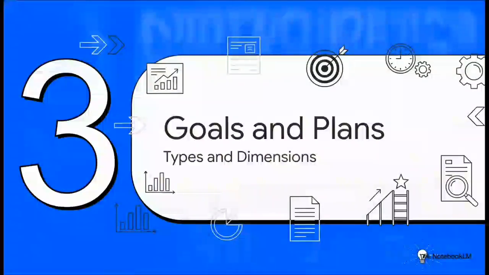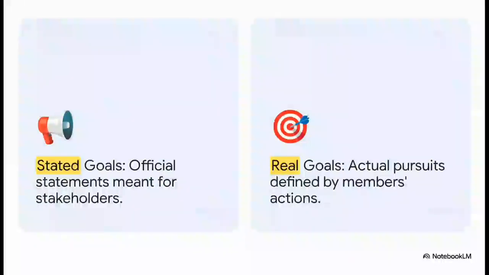All right, moving on to Section 3, Types of Goals and Plans. This is a big classification area for the exam, so let's pay close attention to how organizations define what they're after. First up, we have stated goals versus real goals. Stated goals are the official statements meant for stakeholders, the good PR. Real goals, on the other hand, are the actual pursuits defined by the actions of members.